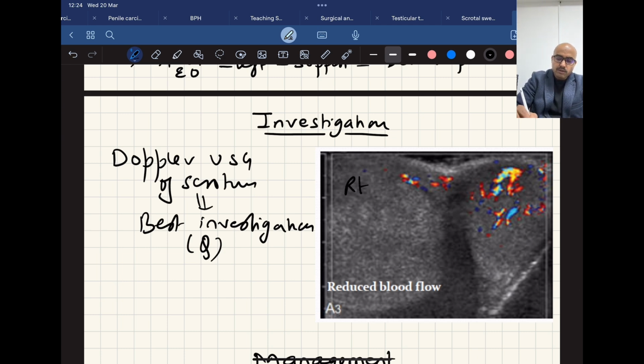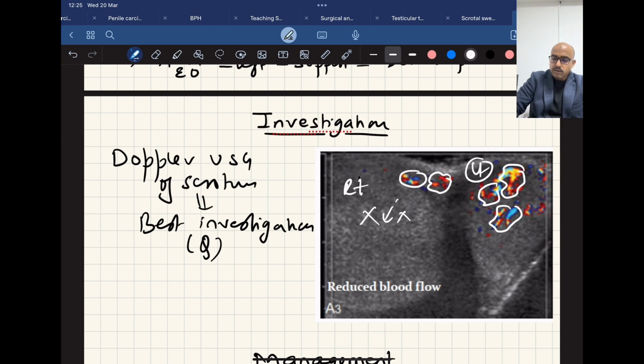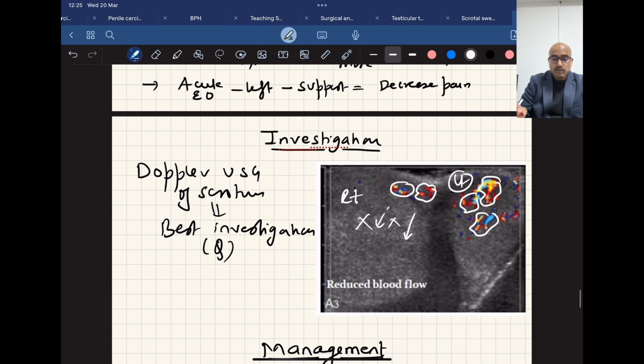So you see, this is the right side testis. You can see here, this is the right side, this is the left side. You can see in the right side, the vascularity is almost absent, right? There is no vascularity here. But in the left side, you can see there is vascularity. Left is normal, the right is having reduced blood flow, indicating torsion testis. So this is diagnostic for torsion testis.